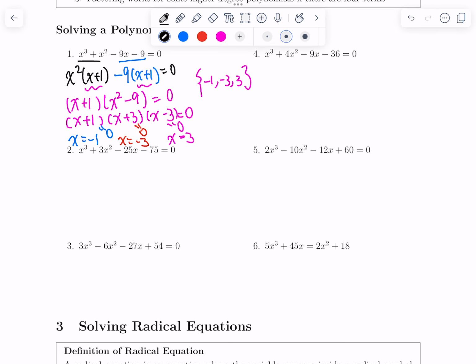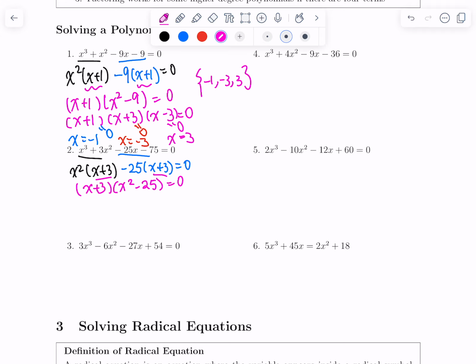For the next one, let's see. For this one, we're going to do exactly the same thing. Find the GCF for the first two, find the GCF for the last two over here. So we have x squared times x plus 3, and we have negative 25 times x plus 3 equals 0. So we got a common factor over here, x plus 3, and we're going to times x squared minus 25.